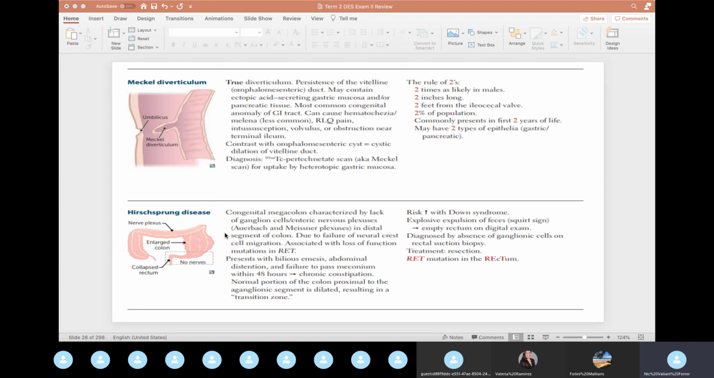If you do a squirt sign, don't do this in your clinical rotations. You can have explosive expulsion of feces. So if you do the squirt sign, the neonate can empty their rectum via digital rectal examination. So you have explosive expulsion of feces. This is diagnosed by rectal suction biopsy, high yield, and you can see absence of ganglionic cells. Remember, the neural crest cells forgot to migrate there. Okay, so what's the treatment? You just resect it. You cut the enlarged colon.